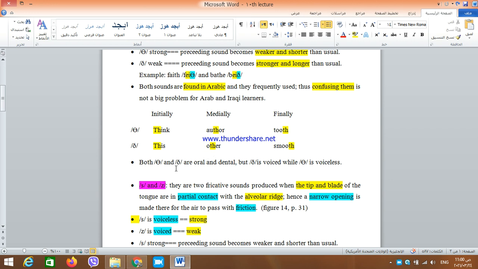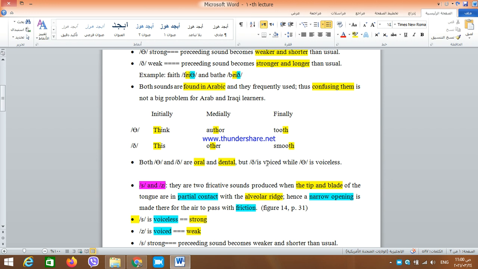Both th and the are oral sounds. And again, what do we mean by oral? We mean that in the pronunciation of these sounds, the soft palate is raised, the nasal cavity is closed, and the air goes out through the mouth only. That's why we call it an oral sound. And if you remember, we said that they are dental because the upper front teeth are involved in the pronunciation of these sounds.